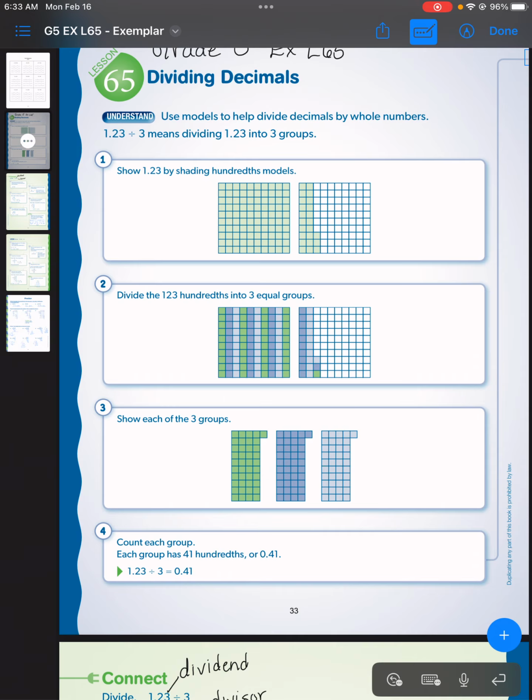Then the model separates the 3 colors. They count the number of squares in each color, and that's how we get 41/100ths.